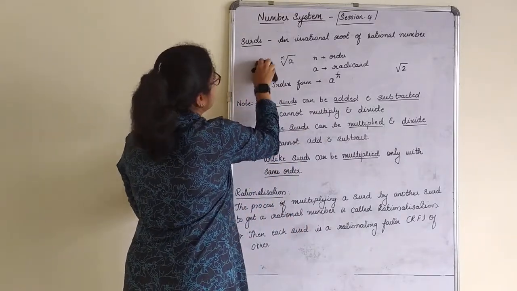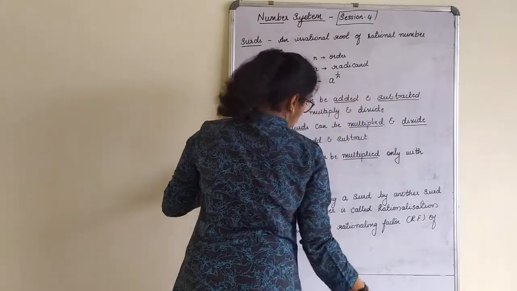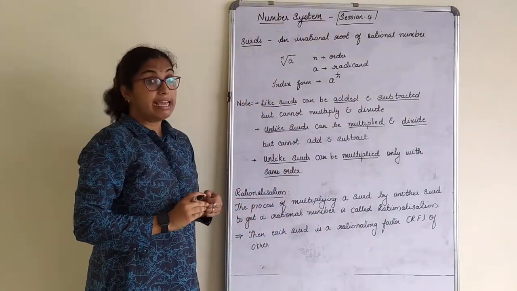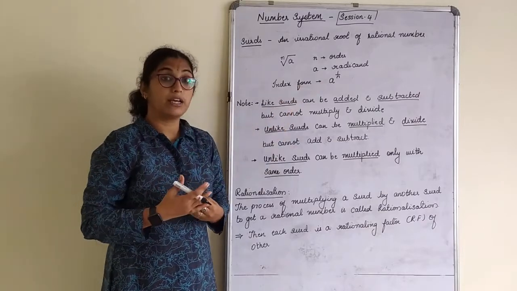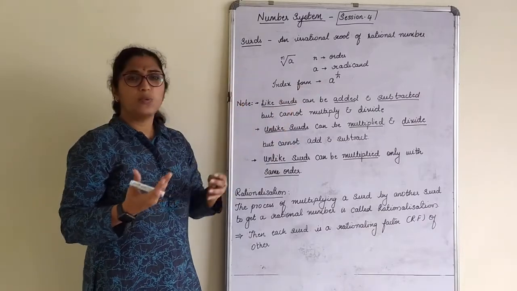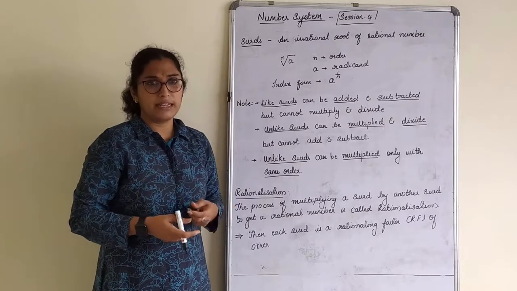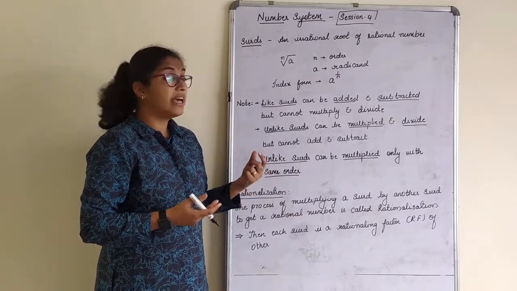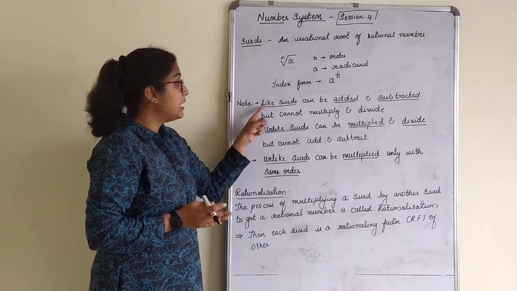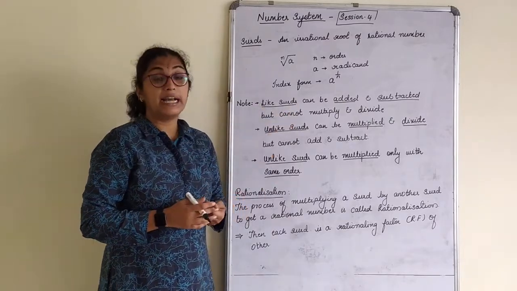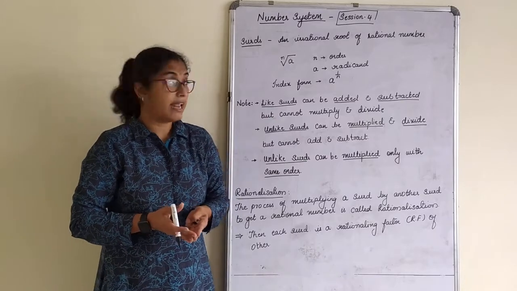Next, we have something called like surds and unlike surds. Now, in the next exercise, you will come across sums where you are adding these. We simply tell that these are root sums, square root sums. We are going to add, multiply or divide them. But like surds can be added and subtracted, same as like terms.